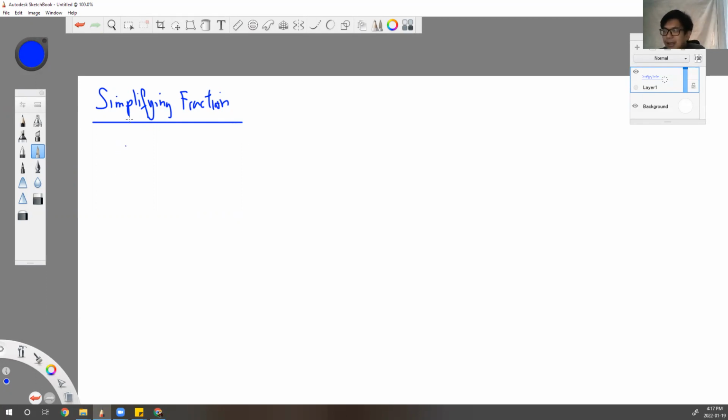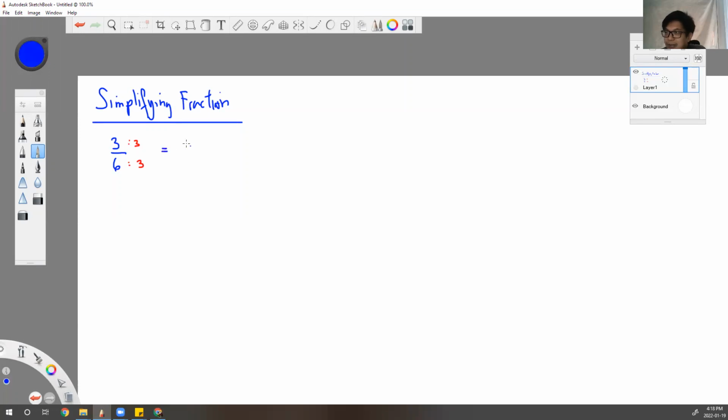Okay, for example, I have 3 over 6. This is a fraction, right? The denominator is 6, the numerator is 3. But this number can be simplified by dividing both by the same number. For example, divide by 3. So on the bottom part, you also divide by 3. So you are dividing by its highest common factor, HCF.